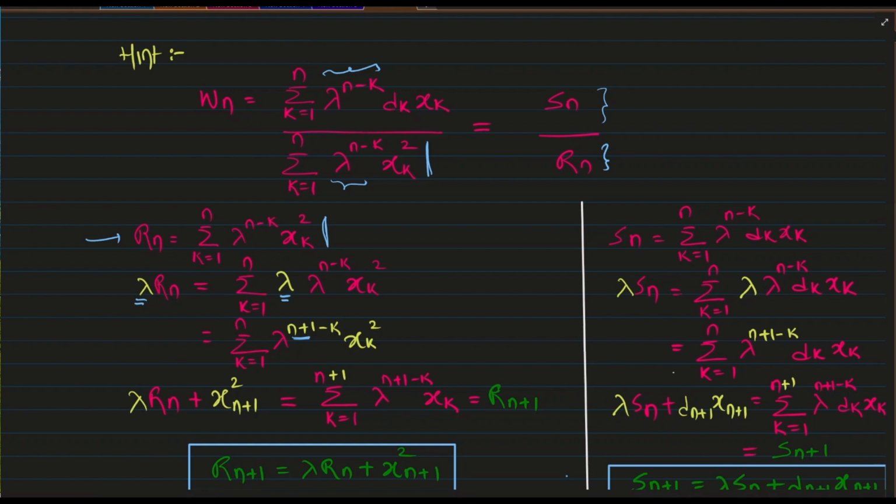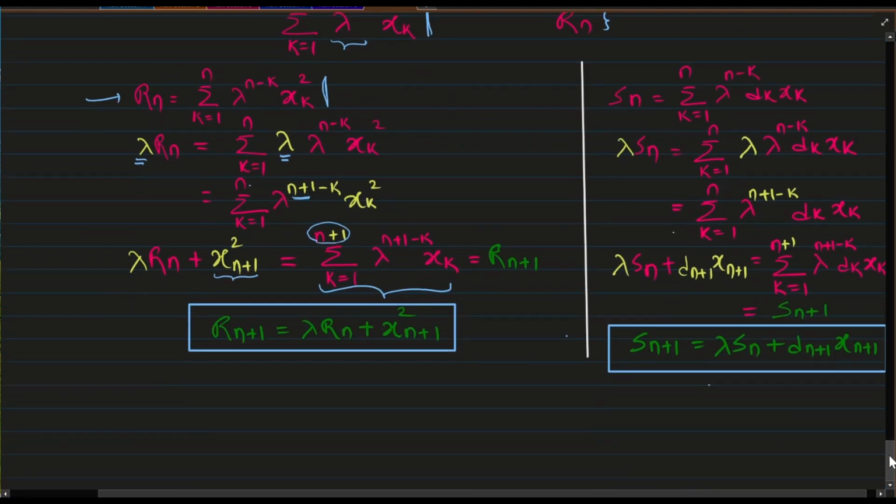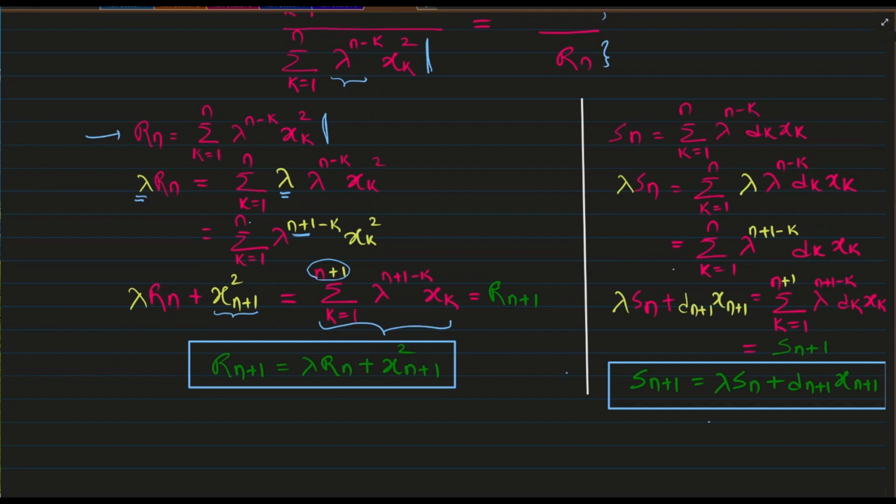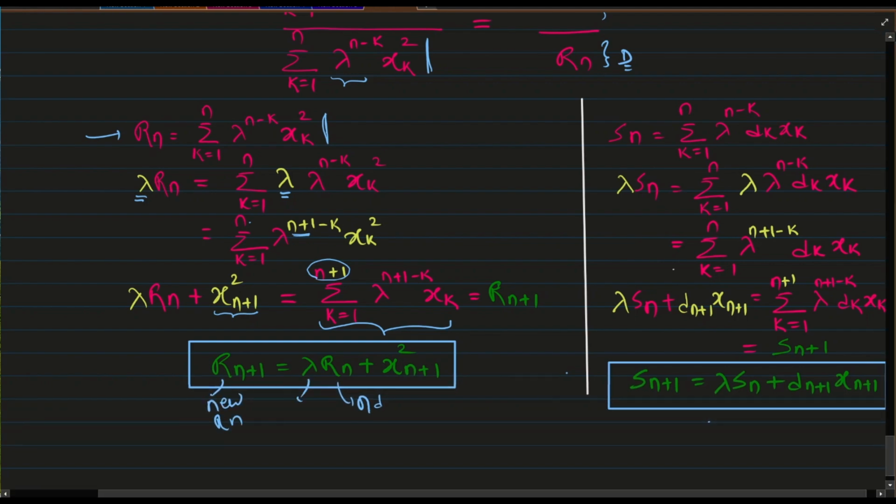So here I'm adding the n plus 1th term. Once I add it, this n goes to n plus 1, and this entire expression is then nothing but Rn plus 1. With this clever manipulation, what we finally get is that Rn, the denominator, comes into recursive form, which is the new Rn in terms of the old Rn, lambda, the forgetting factor that we had defined, and the new data. That is as far as the denominator is concerned.